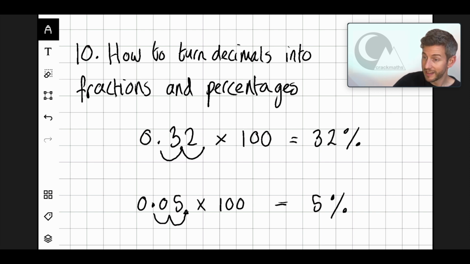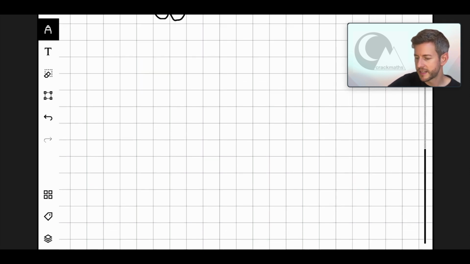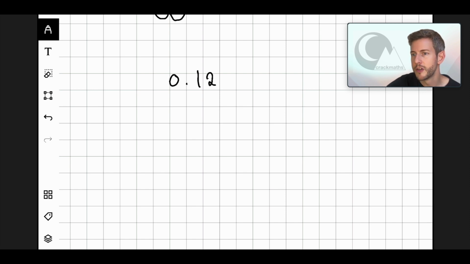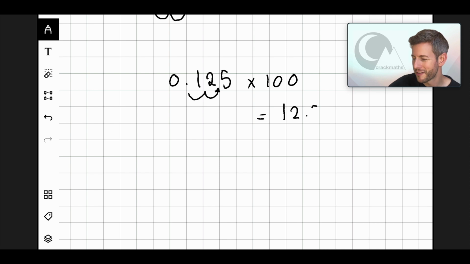Okay, let's try a couple more. Imagine if we had the decimal 0.125. Okay, remember we're going to times this by 100, and this is going to go once, twice. So this time it's going to end up there. So this will equal 12.5%.